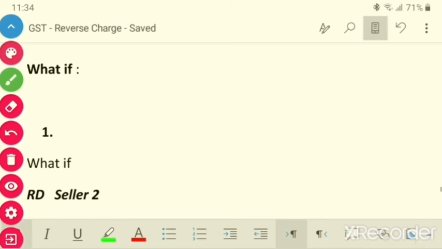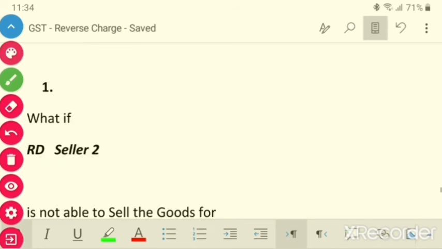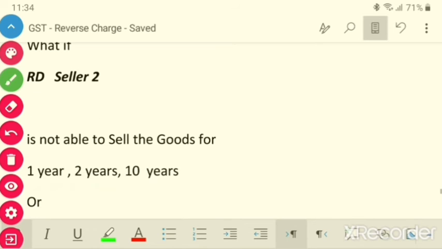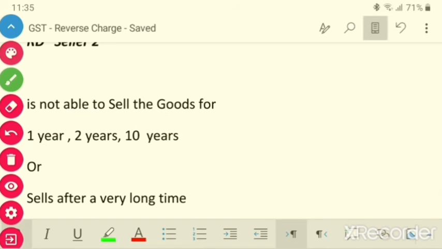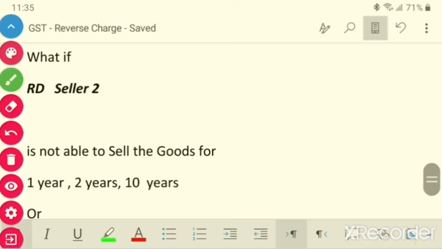What if seller 2 is not able to sell the goods for 1 year, 2 years, 10 years, or sells after a very long time? So there are two stages of sale. At each stage of sale, normally GST revenue will come to the government.